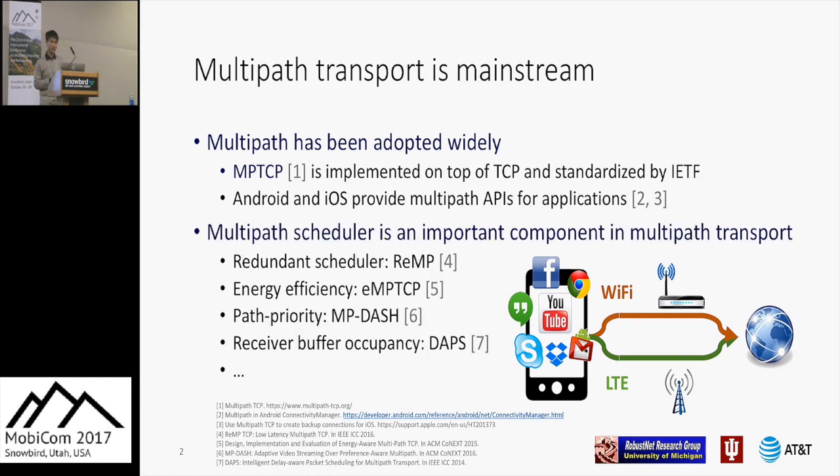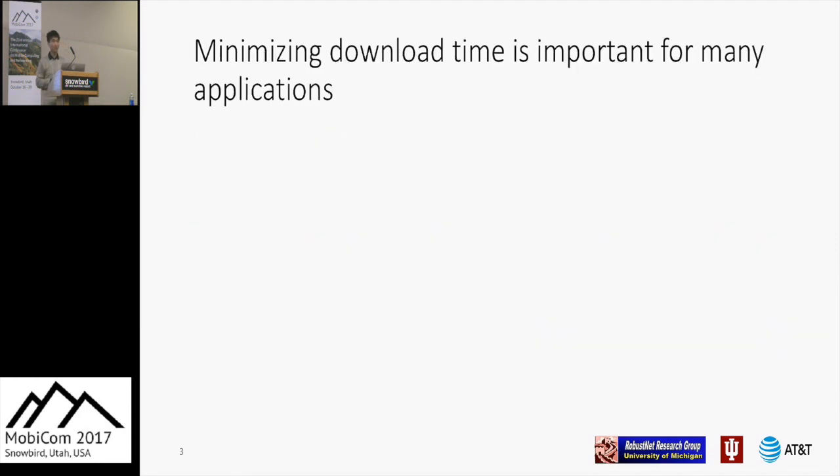One important component in multipath transport is the multipath scheduler. The scheduler determines how to distribute data over multiple subflows. We have seen many multipath schedulers in the existing work focusing on different aspects. So in this work, we focus on reducing the download time of data chunks.